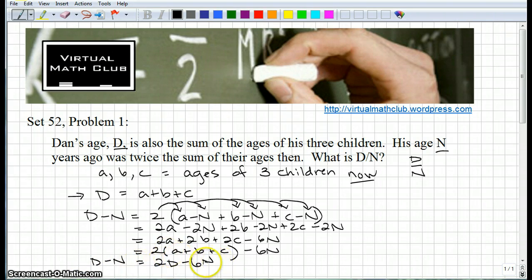So let's combine like terms. I want to make these positive. So I'm going to add 6n to both sides, right? And I actually want to subtract d from both sides. All right. And then what do we get? I'm going to actually write it over here. So d minus d is 0. So negative n plus 6n, that's 5n. So that's all I have on the left side. And 2d minus d is d.